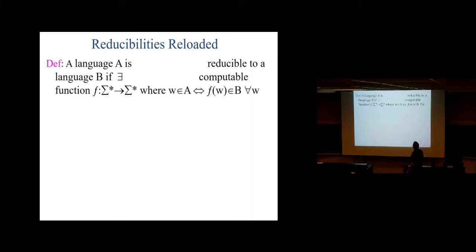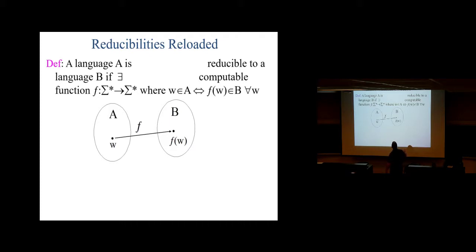So when you see the word language, you can think about it as a problem. Problem A is reducible to a problem B if there exists some function that takes you from the first set of instances, instances of the first problem, to an instance of the second problem, where that function preserves membership. If the instance of the first problem is a yes instance of the first problem, then the transformed version of the problem instance is a member of the second problem.